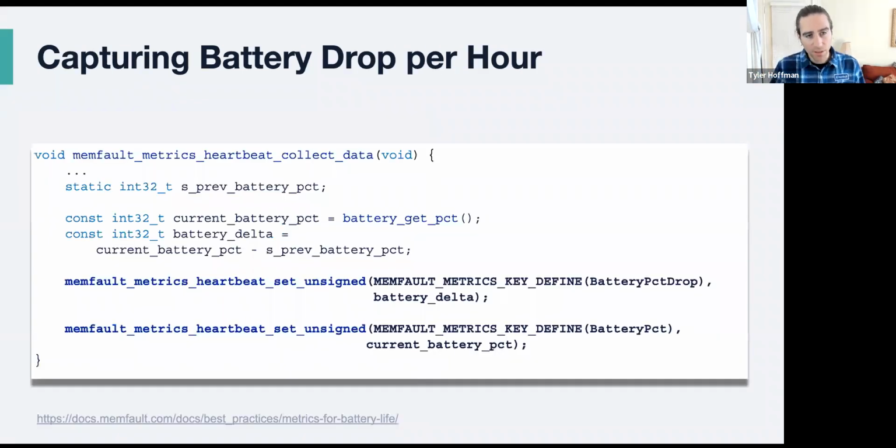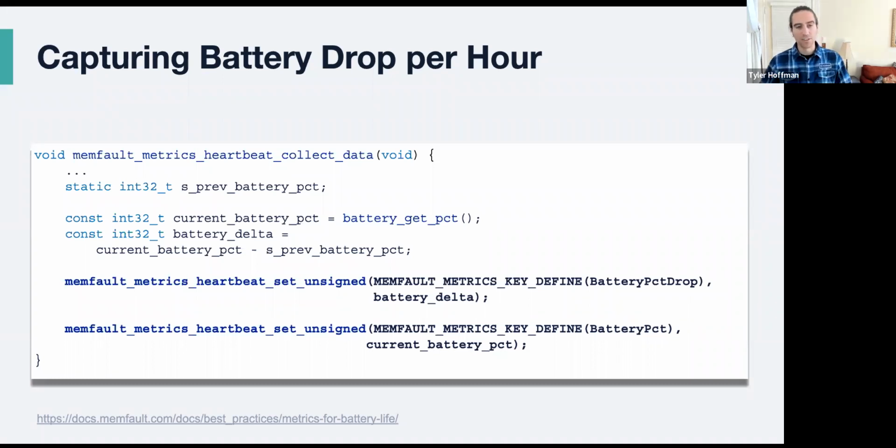How to actually capture the battery drop per hour? Of course, it's not too difficult, but I just wanted to paint a picture. What you would do in a heartbeat, for the heartbeat system, we call this heartbeat flush and collect data basically every hour. And you would record the percentage at the start of the interval, and then at the end of the interval, and subtract the two. And then you would set these two values, both the battery percentage and the battery percentage drop per hour, as gauges, just calling the set function.